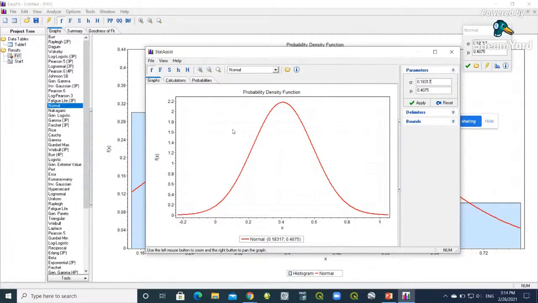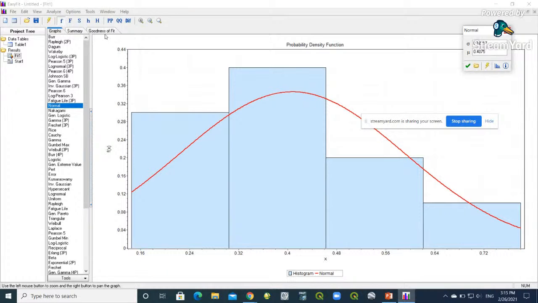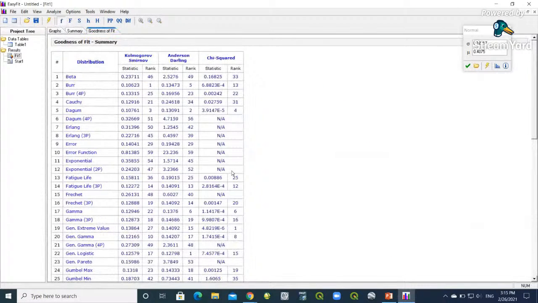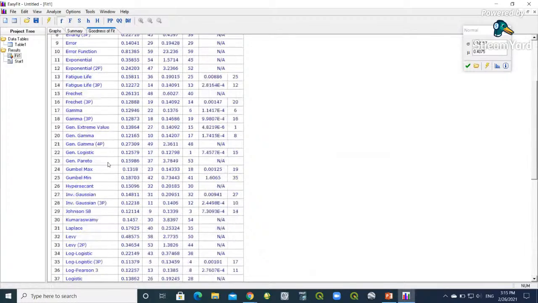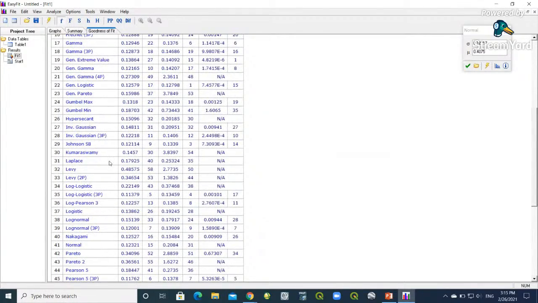Now you have plotted this distribution by using the normal function. Now you want to see whether this distribution is perfect for this data or not. You can check the goodness of fit of these functions which are applicable on this data.